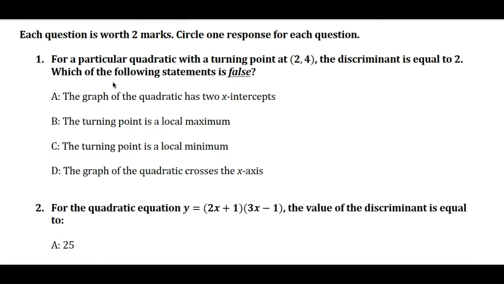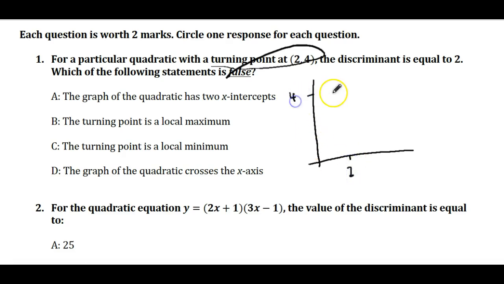All right, so for a particular quadratic with a turning point at 2, 4, the discriminant is equal to 2. Which of the following statements is false? Now, this is quite a tricky question to start off with. So let's just say, if I was to draw this, what would it look like? So we know we've got a turning point at 2, 4. So let's say that is 2, and there's 4. So there's your turning point.